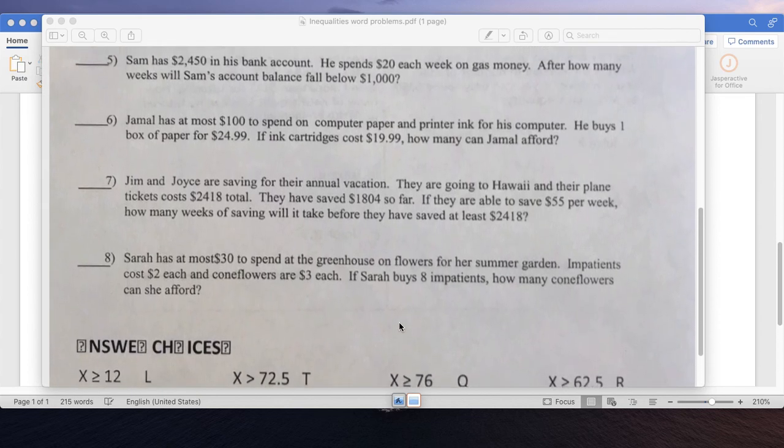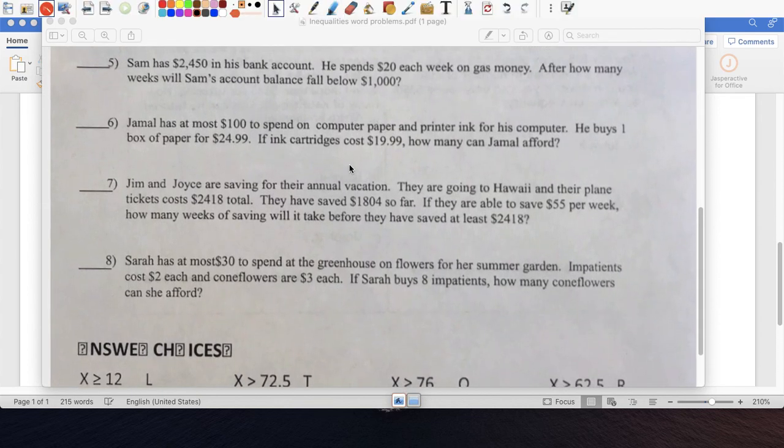5. Sam has this much money in his account. He's spending $20 on gas each week. How many weeks will it take for Sam's account balance to fall below $1,000? So below 1,000. He has 2,450. Every week he's spending $20 per week. So how long can this go on until the account falls under 1,000?